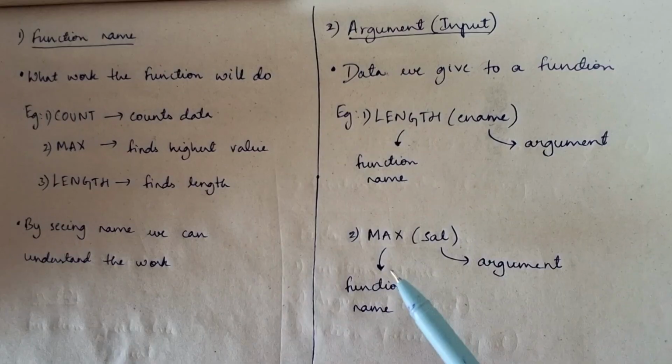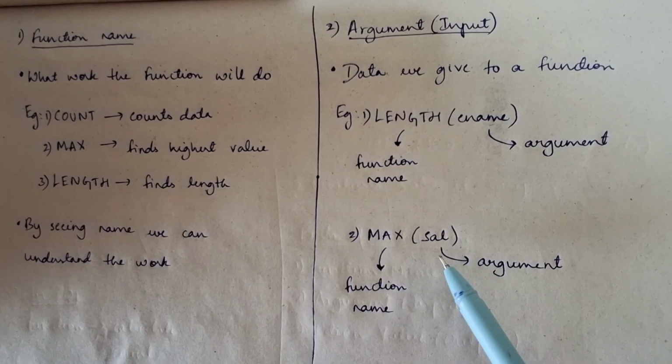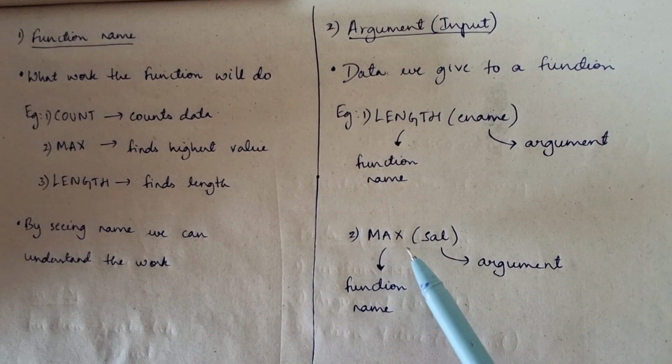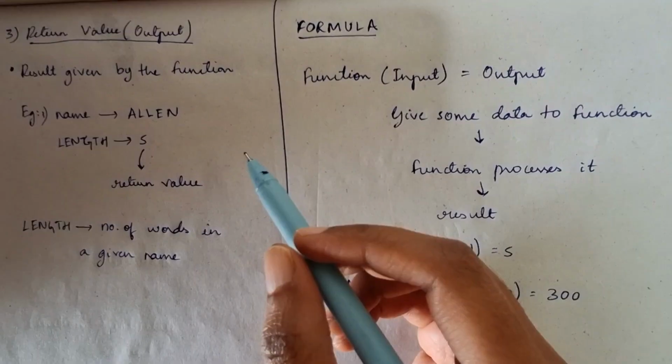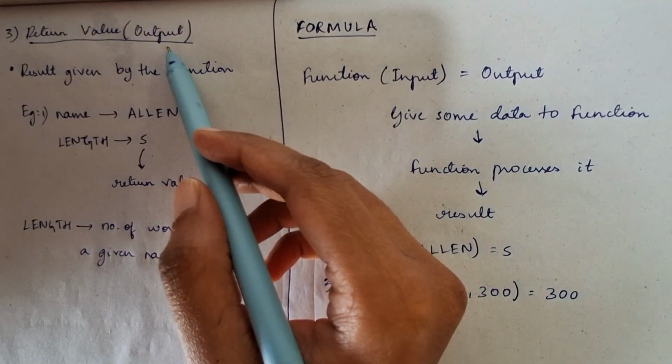Another example, max of sal. Here sal is salary and salary is the input for max function and sal is a column, guys, and max is a function name. Now the third part of a function is return value, which is output.